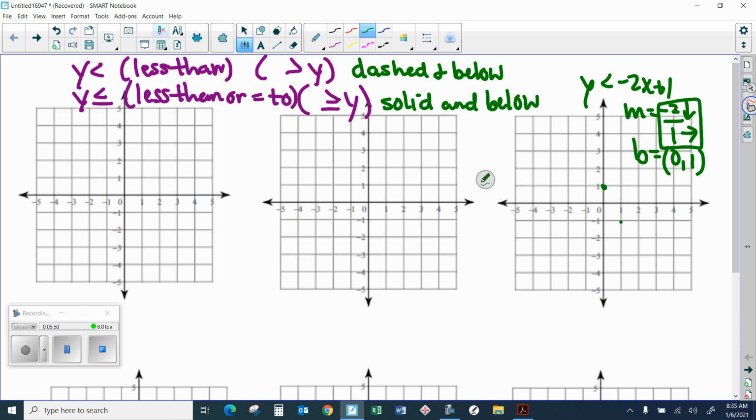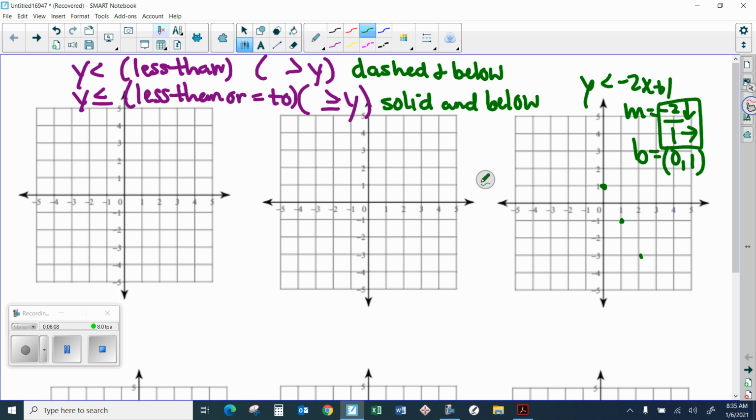Here's another common error that weaker students make, is they think they can start at the origin and go down 2, right 1. No, these directions are only from another point that's already on the line. So the only point that I've graphed on the line so far is 0, 1. So I have to go from there down 2, right 1.